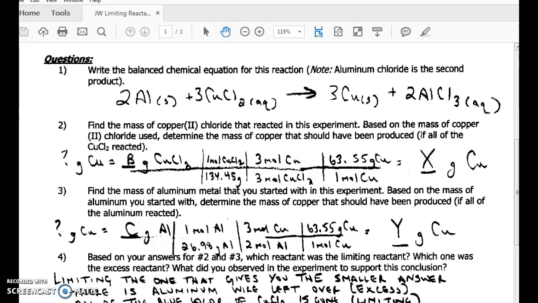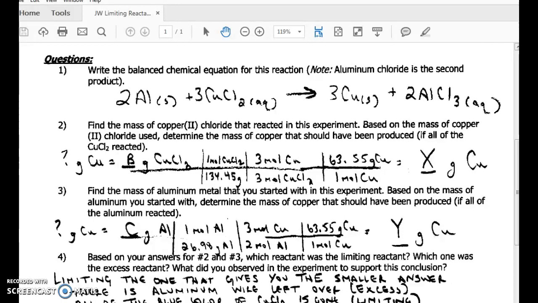So same trip across mole land, from grams of aluminum to moles of aluminum using the molar mass. Then cross the mole ratio bridge using the coefficients. So every time 2 moles of aluminum are used up, I form 3 moles of copper. And then once I get to moles of copper, I can use the molar mass of copper to get to grams of copper. So I have 2 answers of grams of copper.